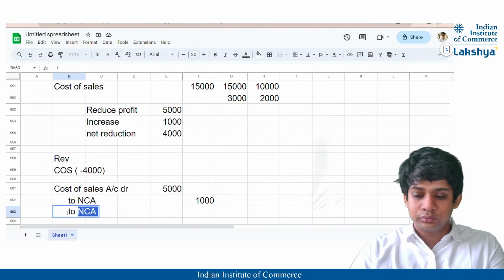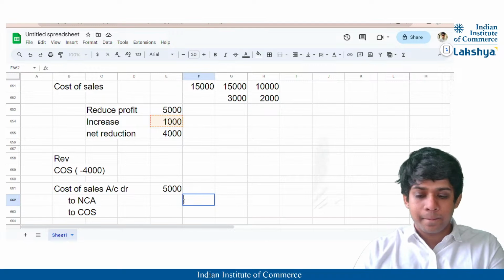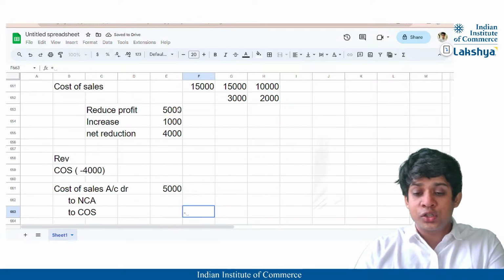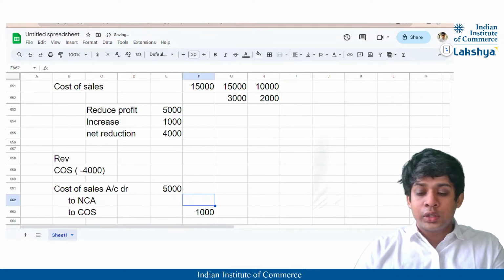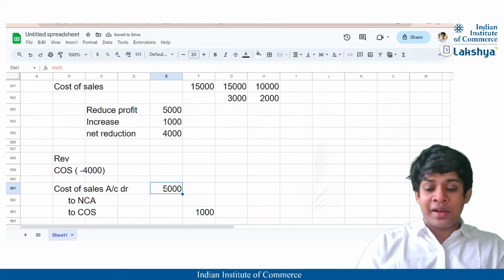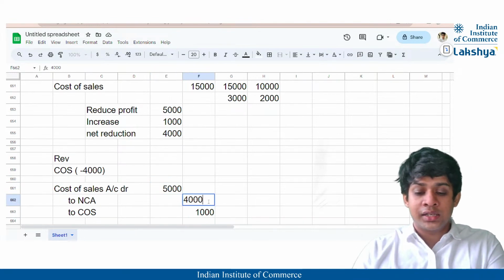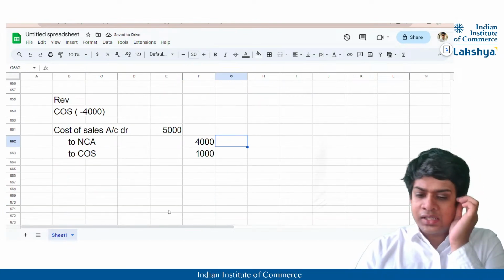And to cost of sales again, sorry, your cost of sales is again reduced by what amount? It is reduced by 1,000, correct? So the expense is added by 5,000 and reduced by 1,000, and thus the net non-current asset credit will be nothing but 4,000. Okay, I hope it is clear.